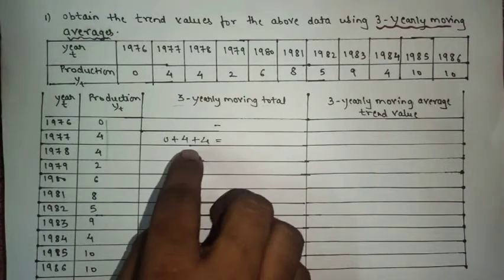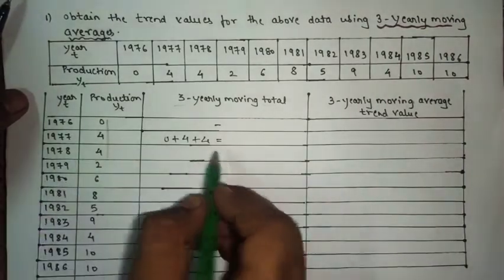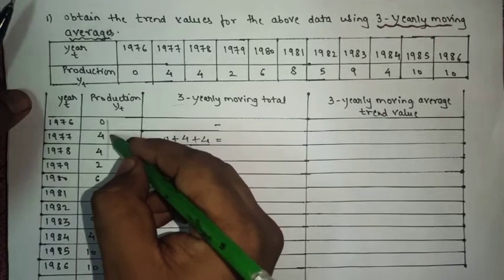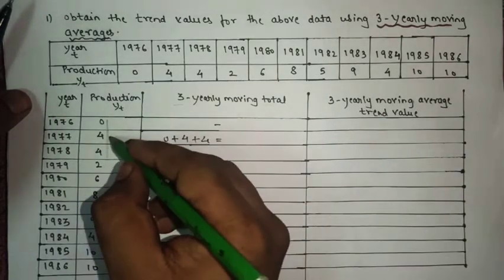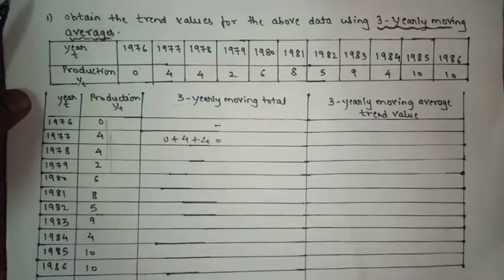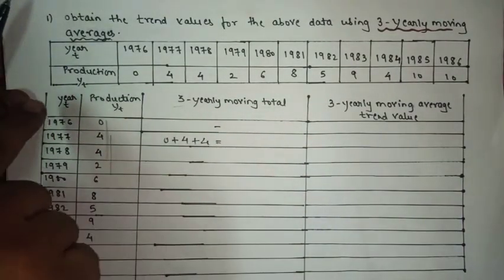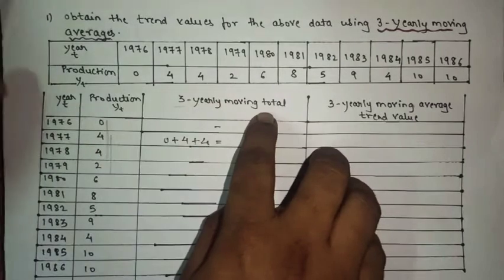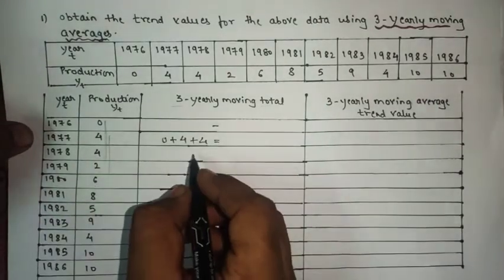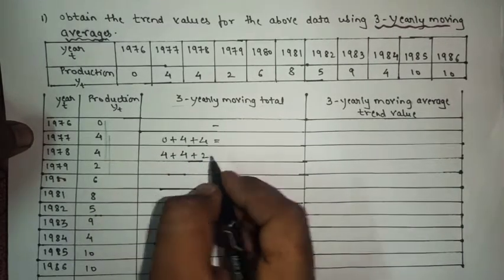When you add, you will get 8 here. Now we'll see the next one. For the third row, you will start adding from 4, not from 0. The part of the 0 is over now. So 4, 3 years, so 1, 2 and this is 3. 3 yearly moving total means total of the production, not the total of the years. Understood? So in the third row we'll write 4 plus 4 plus 2.